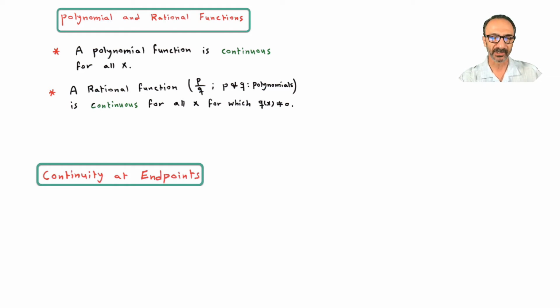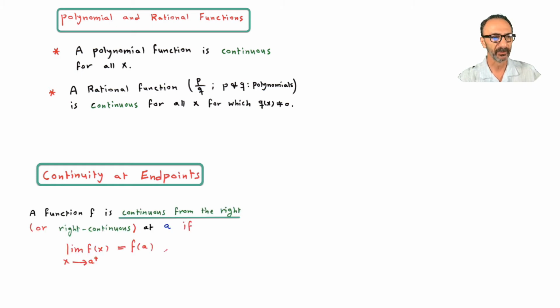Continuity at endpoints. This is something that we have to clear up. That's why I have the notes for you. A function f is continuous from the right, or right continuous, at a if the limit of f of x as x approaches a from the right is exactly the same as f of a. Notice we're not looking at the limit of f of x as x approaches a from the left. Okay?